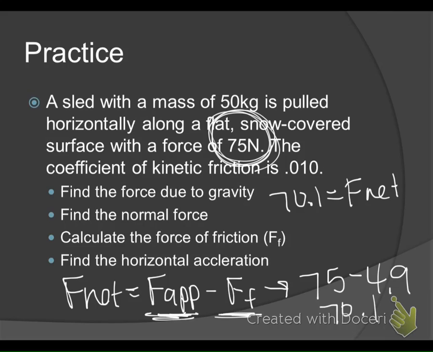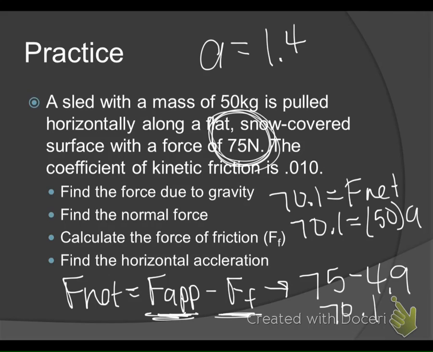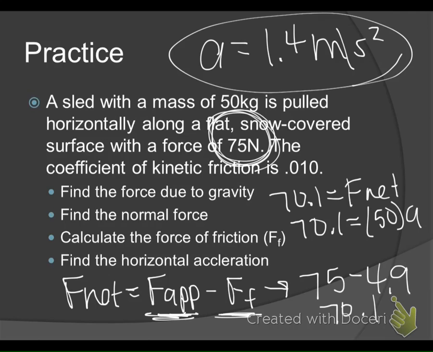So how do we go from there to finding our acceleration? Mass times acceleration. Exactly, we take mass times acceleration. So 70.1 equals mass, which is 50, times acceleration. So we divide by 50, and we get our acceleration to equal 1.4. And units for acceleration are what? Meters per second squared. Excellent.